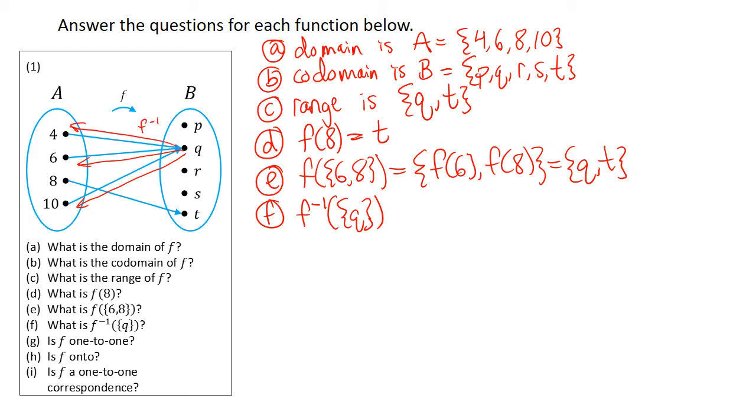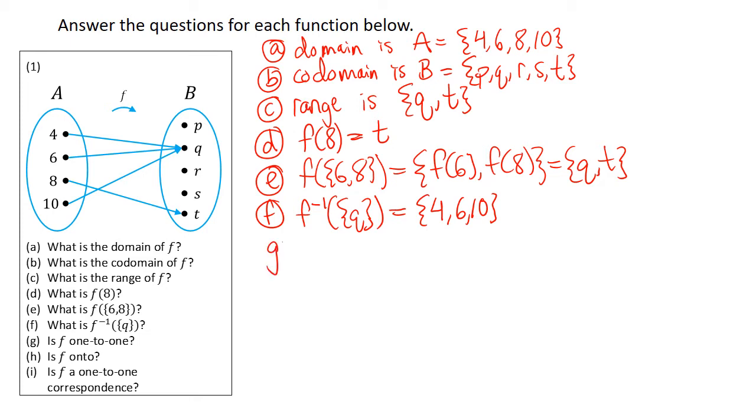Okay, so along these lines here. Q could have come from 4 or from 6 or from 10. So the inverse image of the set containing Q is going to be those 3 elements in the domain, 4, 6, and 10, that all map to Q. Does that make sense? I hope.